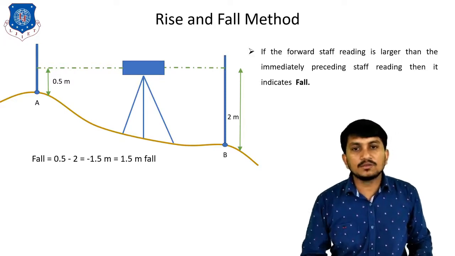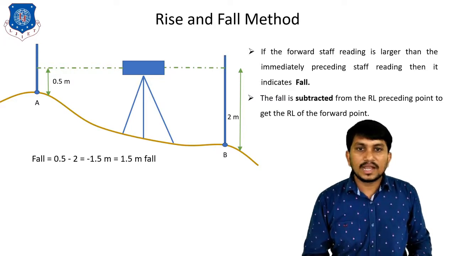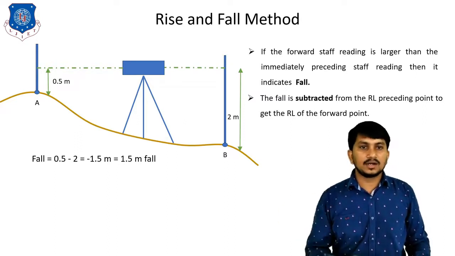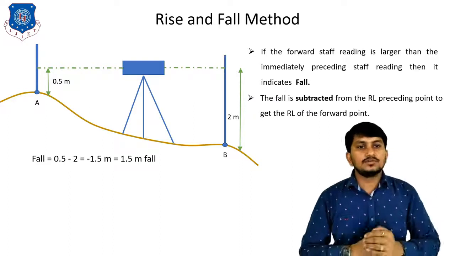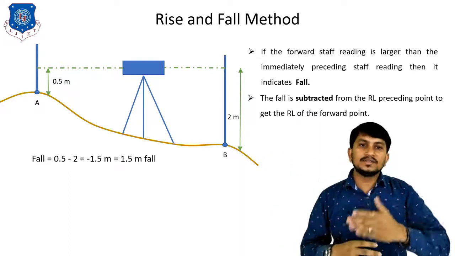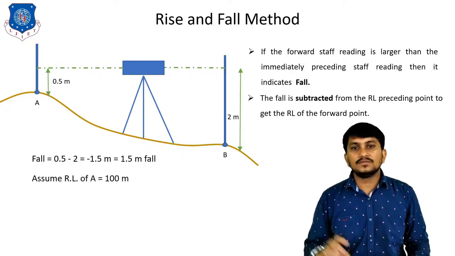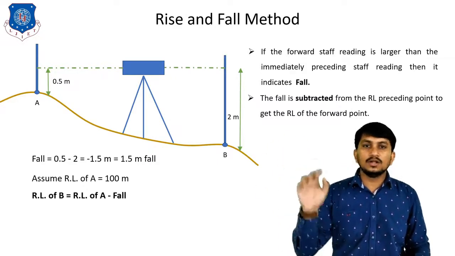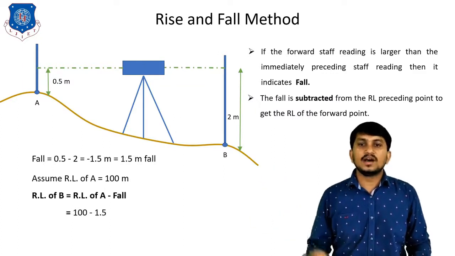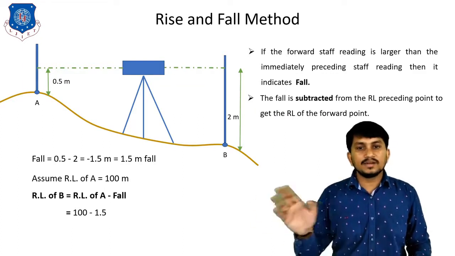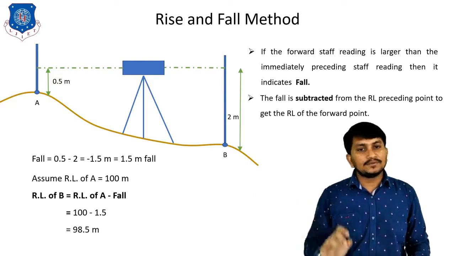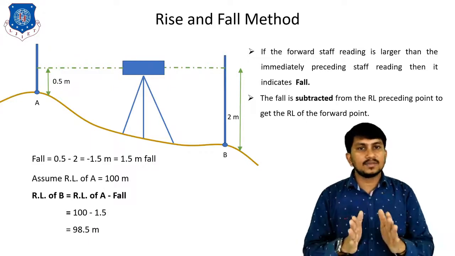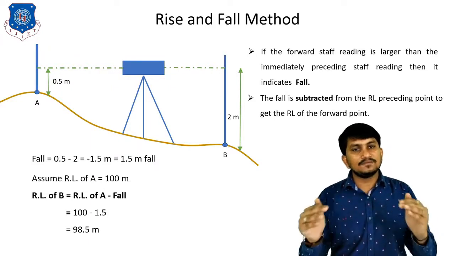After finding out rise or fall, we can calculate RL. Here there is a fall. If there is a fall in the ground, the fall is subtracted from the RL of the preceding point to get the RL of the forward point. Suppose RL of A is 100 meter. To find out RL of B, we deduct this fall from RL of A. So RL of B is 100 minus 1.5, which is 98.5 meter. This is how we can calculate RL of points using the rise and fall method.